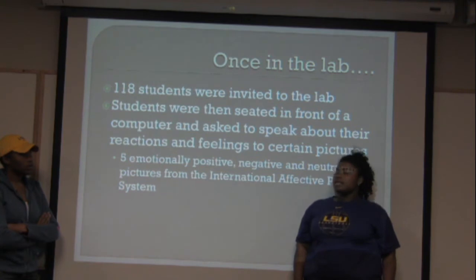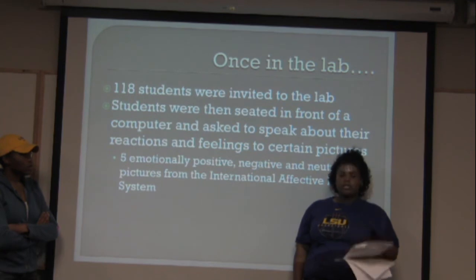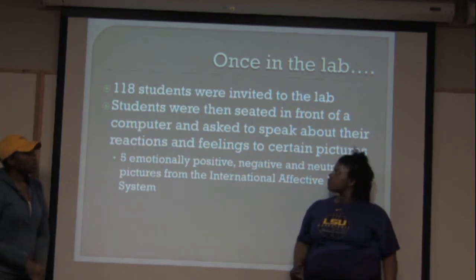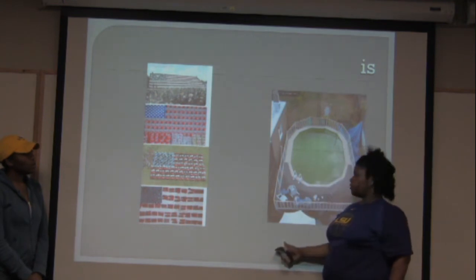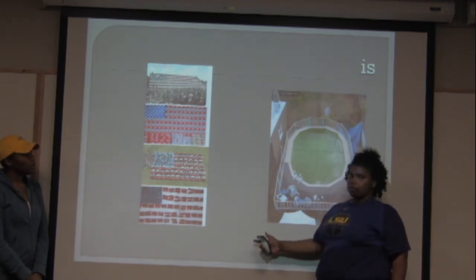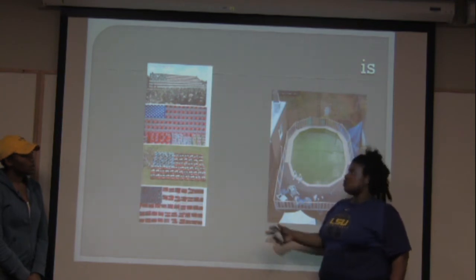These students were set in front of a computer and asked to view five emotionally positive, negative, and neutral pictures. These pictures were taken from the International Affective Picture System. These include two of the pictures from the system. I'm not sure which one is positive, negative, or neutral. It's just two of the pictures.